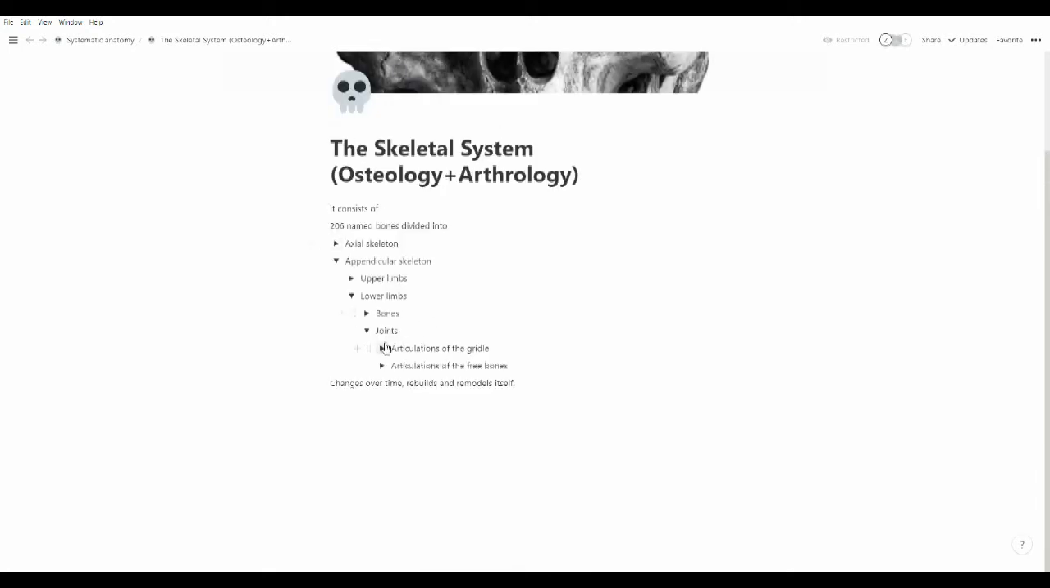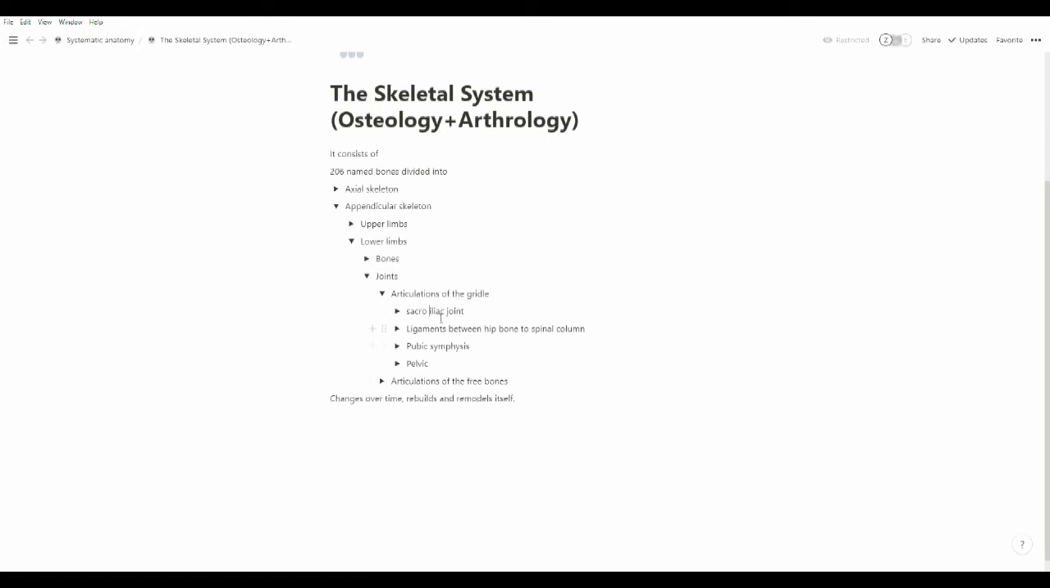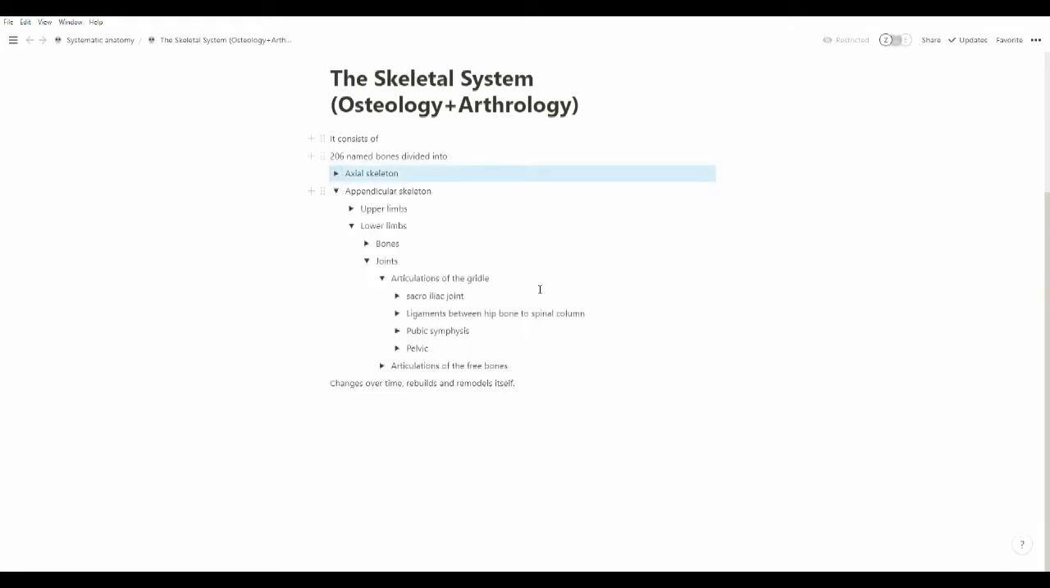So let's have a look at the articulations of the girdle. The first joint we need to mention is the sacroiliac joint. By the name, I could guess what that is. Sacro comes from the sacrum. We know that this bone here is called the sacrum. We also know that this part of the hip bone is called the iliac part. So the sacroiliac joint should be the joint between the sacrum and the iliac part.